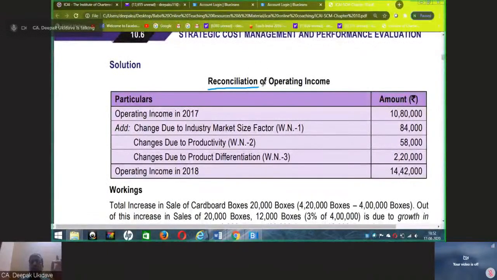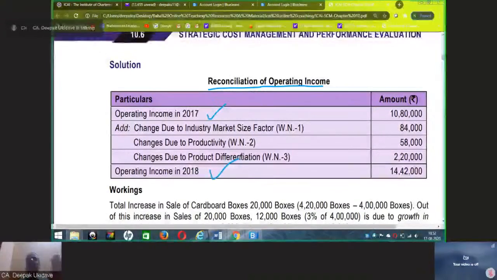Without a title, if you prepare any statement at final CA level, certainly that will give a wrong impression. That will give a wrong signal. So please give a title to every statement. Reconciliation of operating income. We write particulars and amount. In the first column we have operating income in 2017 and we arrive at operating income in 2018.